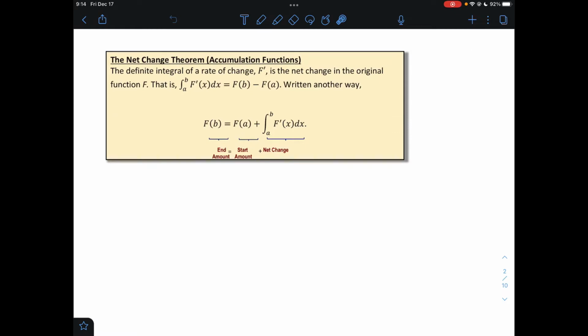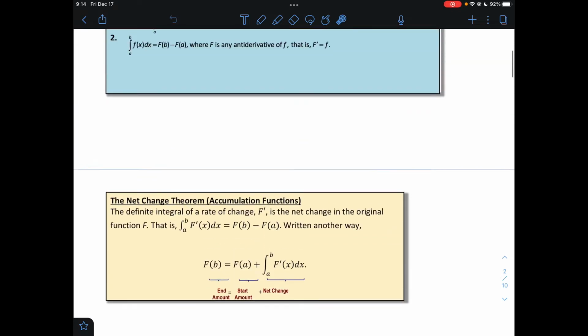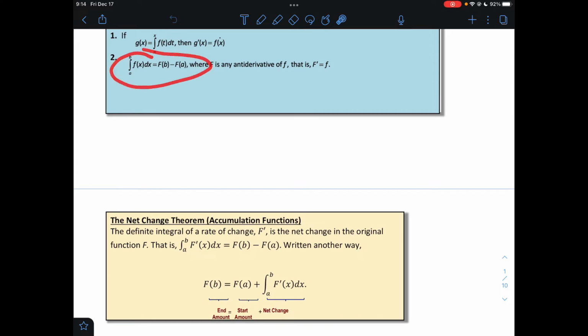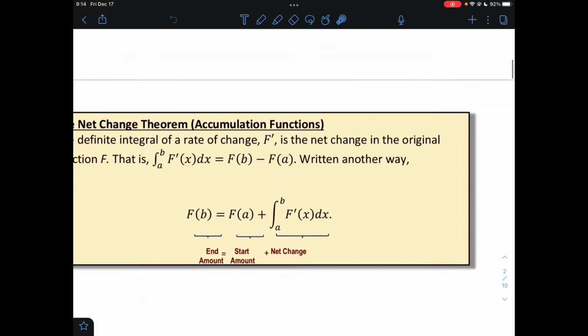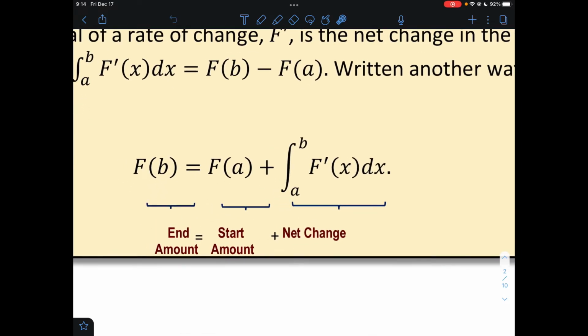Then we have something called the net change theorem, which I like to call an accumulator function or an accumulation function, which is basically just rearranging this. If we were just to add f of a to the other side, you would get this accumulation function here. The accumulation function basically says if you're trying to find the amount of something at b, you take the amount at a and then add your definite integral after that. So the end amount equals the start amount plus the net change.